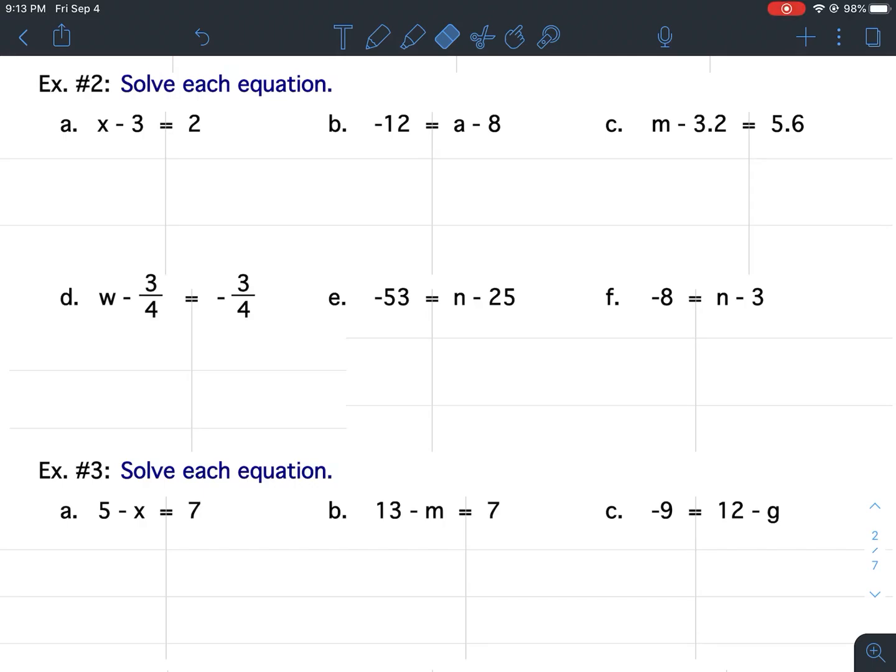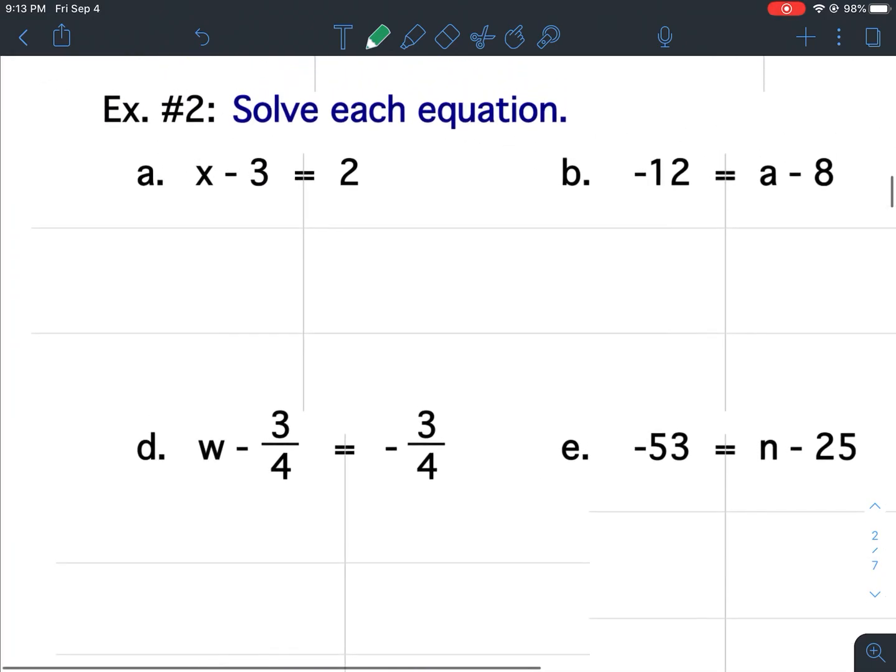Solving equations, lesson C notes, example number 2. We're going to solve these equations. And these are very similar to example number 1. Again, we're using the inverse operation to isolate the variable. So the inverse of negative 3 would be a positive 3. So I'm going to add 3 to both sides.